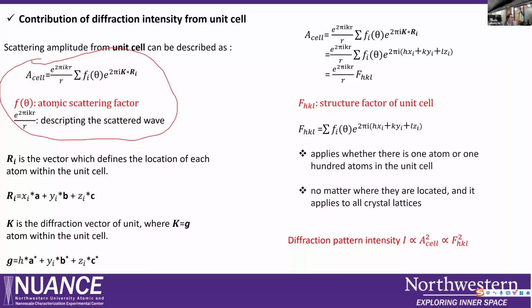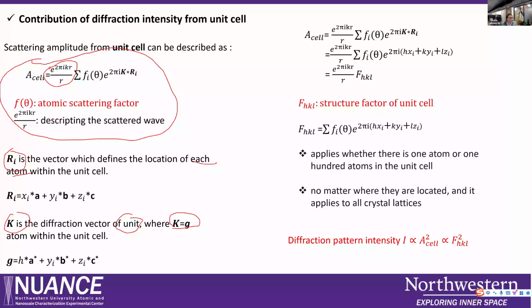And this f_theta is an atomic scattering factor, and this one is described as a scattered wave. This R_i is a vector defining the location of each atom in a unit cell. And this K is a diffraction vector of a unit cell. This K here equals G, meaning when you index the diffraction, you use G, the plane.